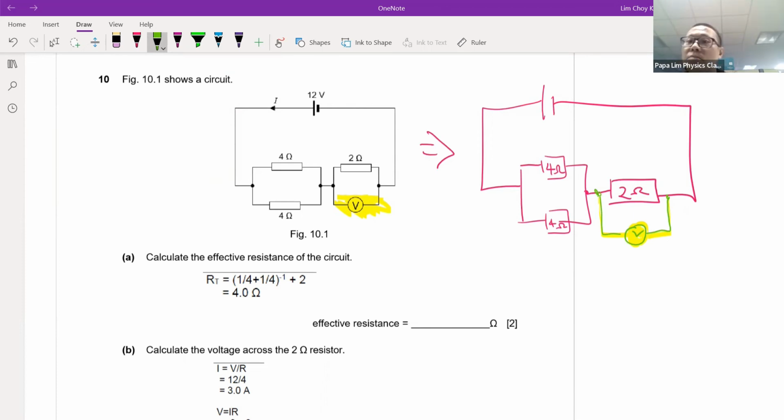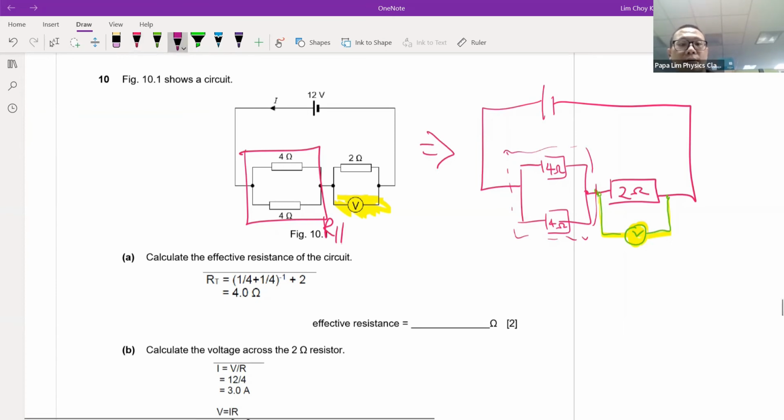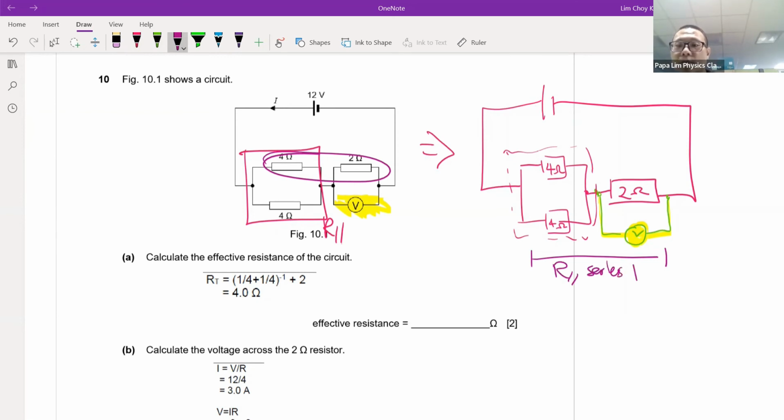So if you look at the arrangement of the resistors, it consists of a parallel arrangement, 4 ohm in parallel with 4 ohm, giving R parallel, in series with the 2 ohm resistor. So this is R parallel in series with the 2 ohm resistor.